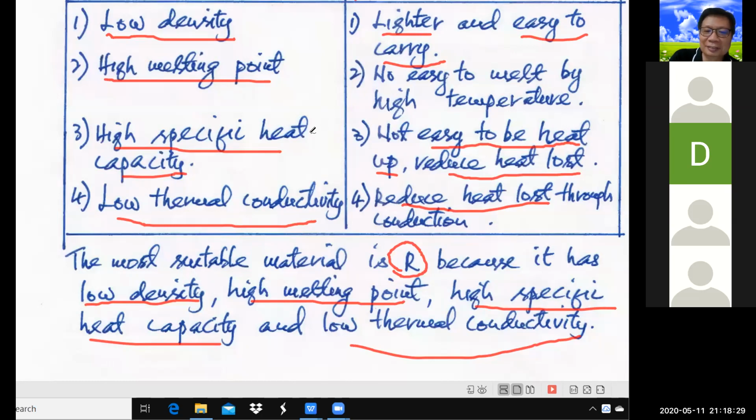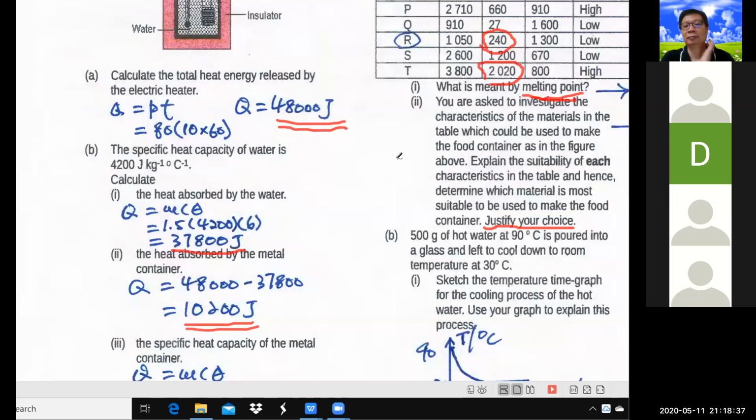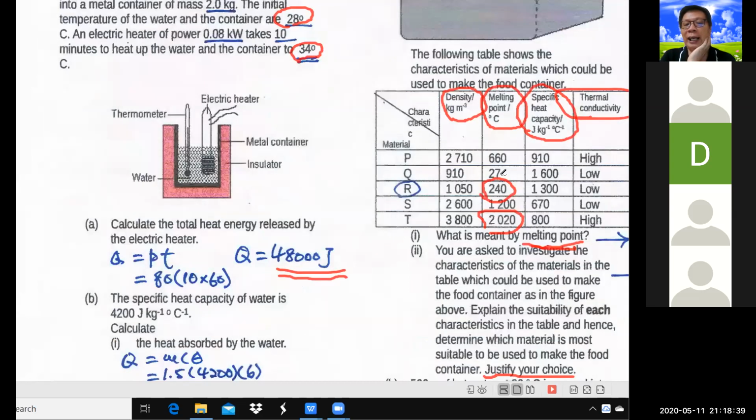Yuling, any question or not? Sir, may I know why we cannot choose Q? Let me see. Q has a melting point of 27. 27 cannot, because the food will definitely melt it. Like soup, sometimes the food temperature is higher than this. The melting point of 27 means if you put any hot food inside, the thing melts already. It's because the melting point is too low, cannot. Understand? Yes, sir, 27 cannot.